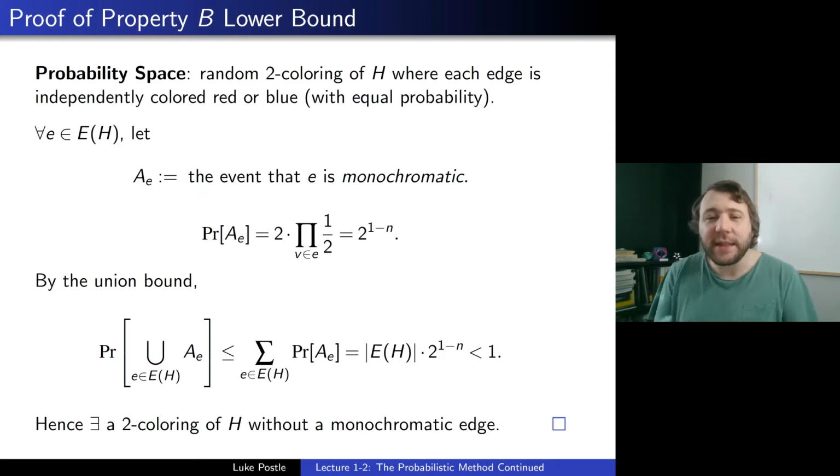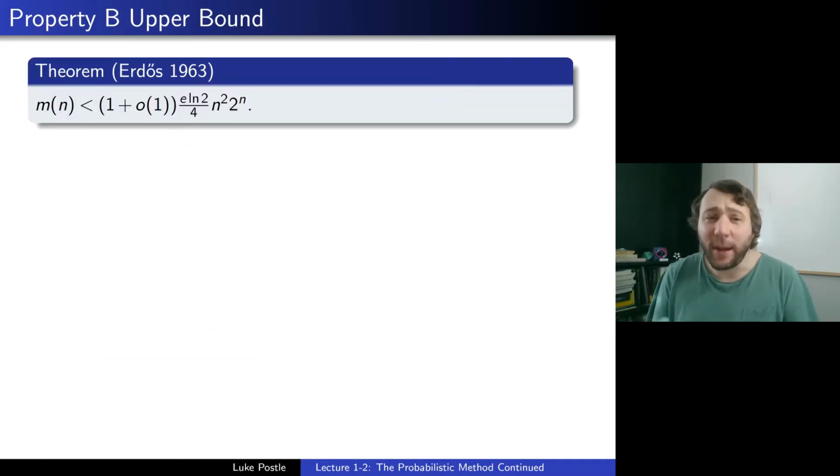So you can see easily where the number of edges played a role. We just calculated a probability and did a union bound, and it worked out. But now let's talk about upper bounds.